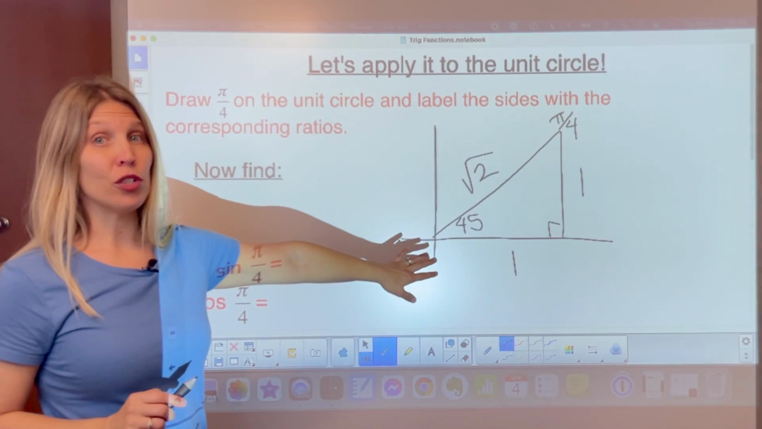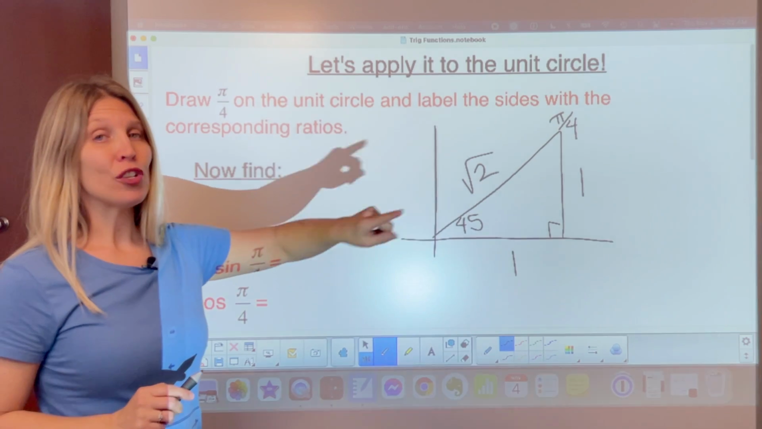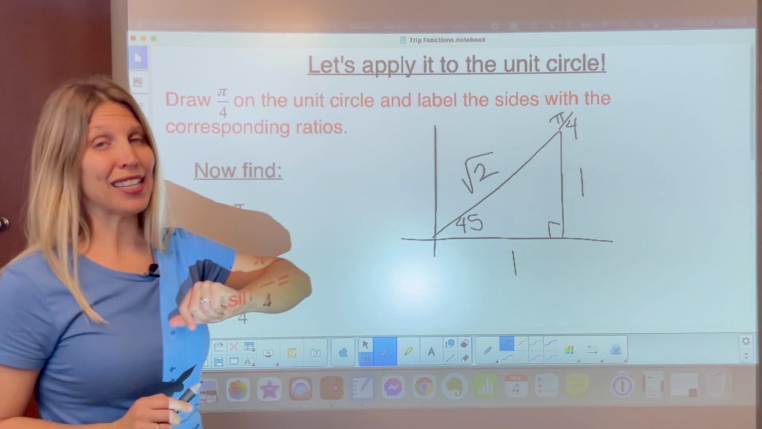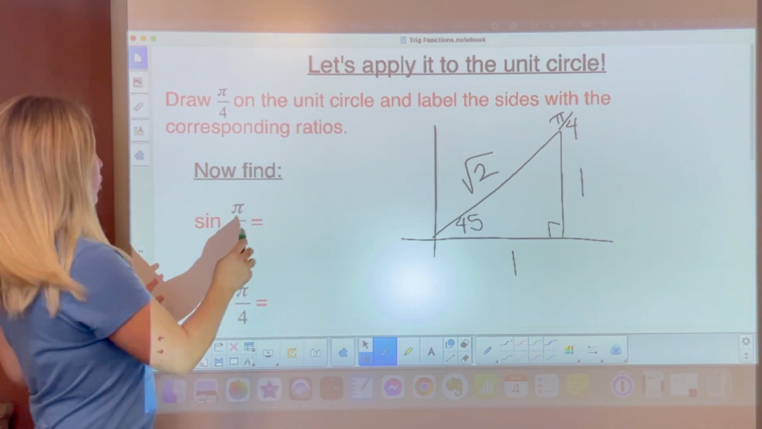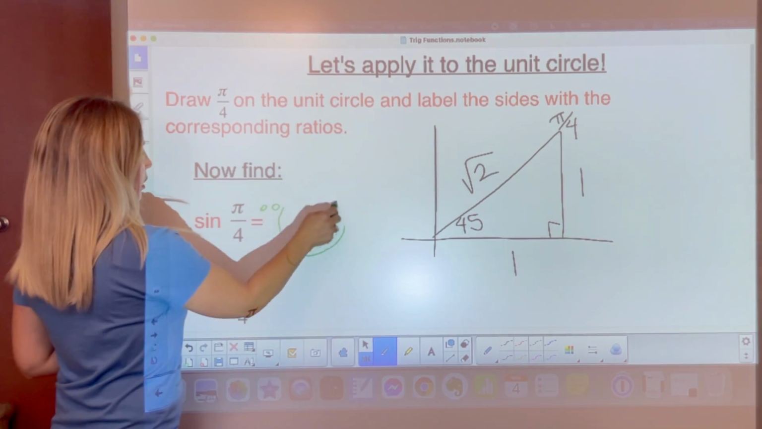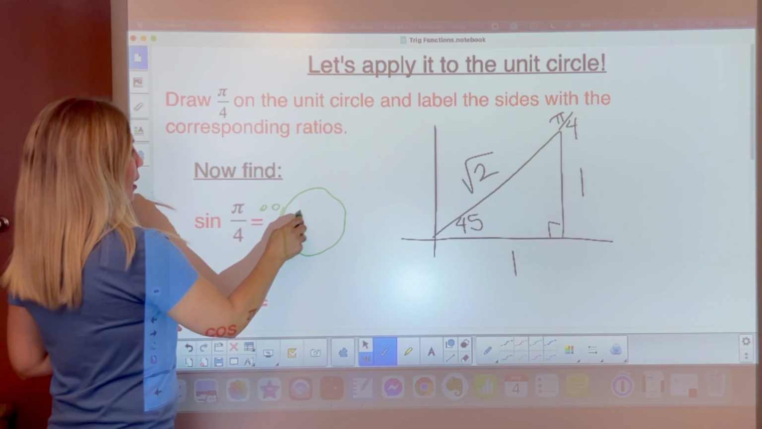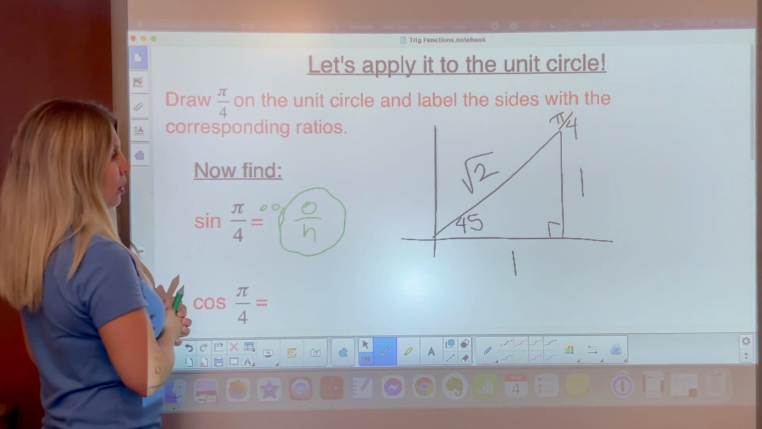Again, if you're not sure how to do all that as quickly as I did, check out my other videos. It'll show you exactly how we got this. So now we want sine of pi over 4. So in your mind, I want you to remember, here's your thought bubble, sine is opposite over hypotenuse.